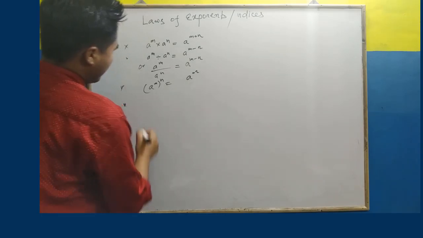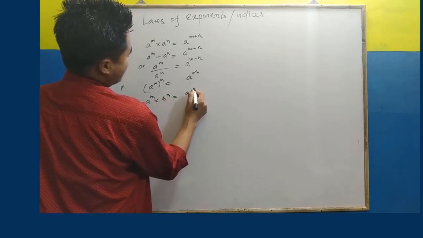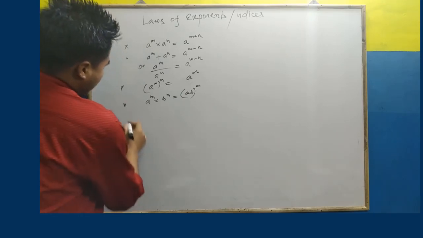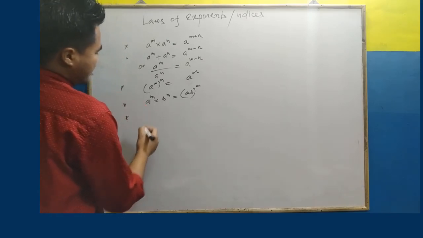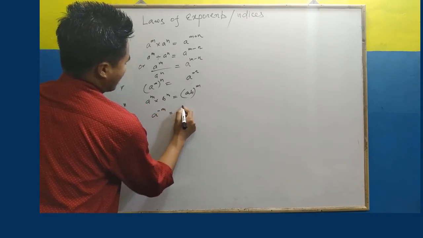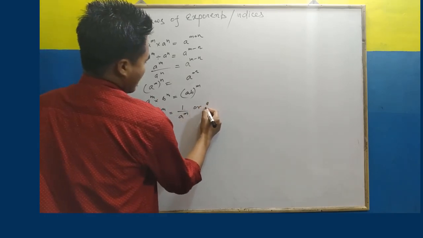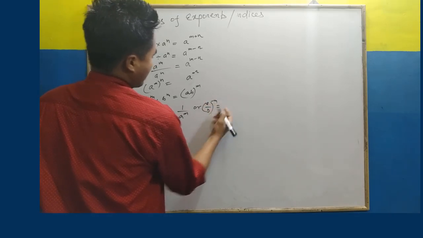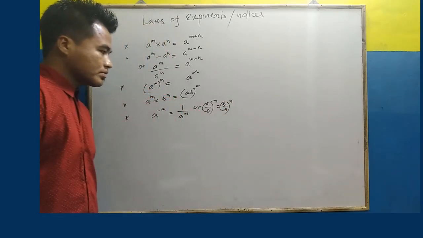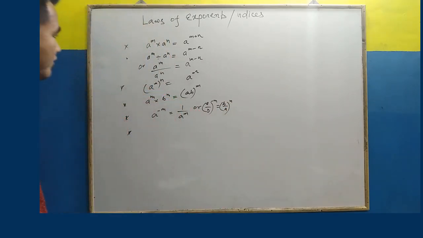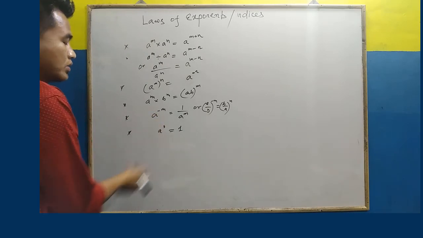Then we also have a to the power m into b to the power m will be equal to ab to the power m. Then we also have a to the power minus m will be equal to 1 by a to the power m. Or let me write this one again, a by b to the power minus m will be equal to, just interchange, b by a to the power m. Then we also have a to the power 0, which is equal to 1.